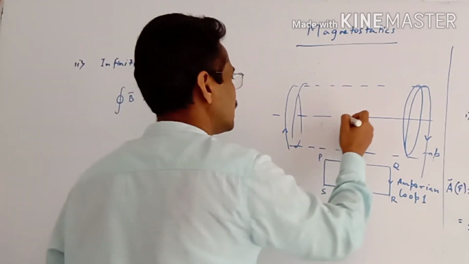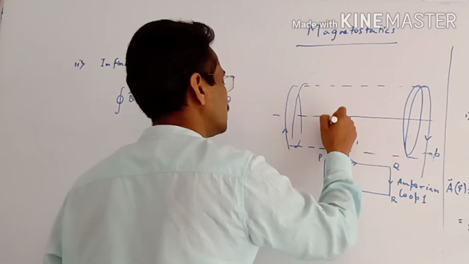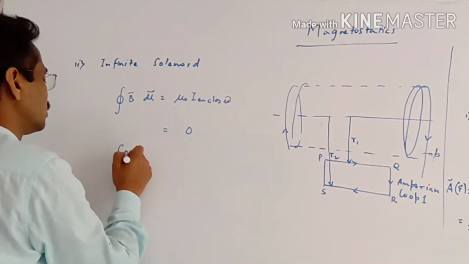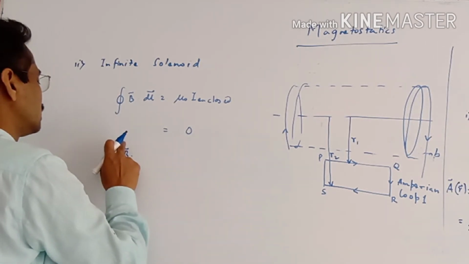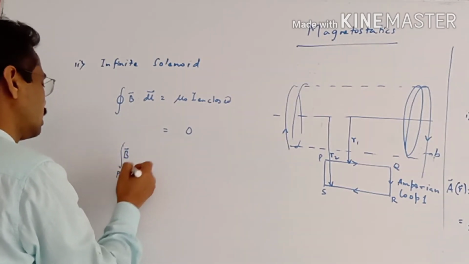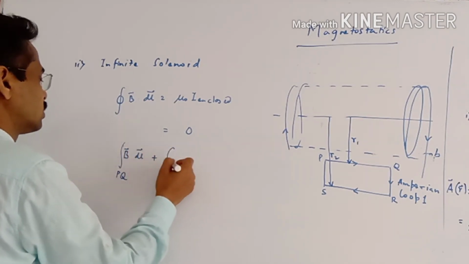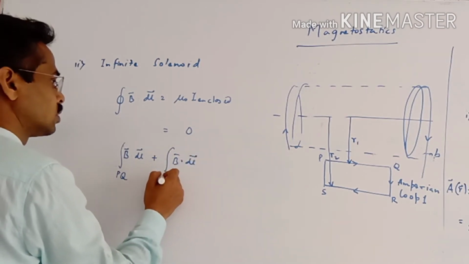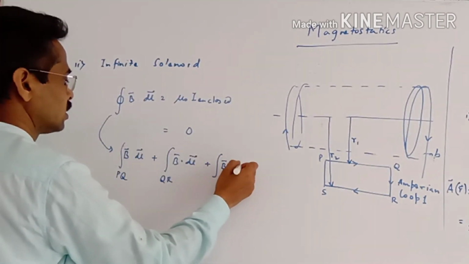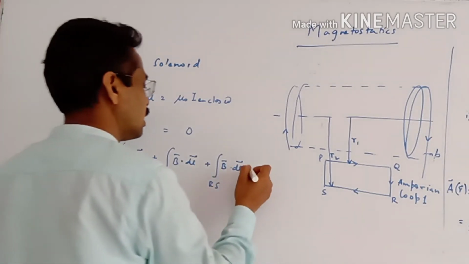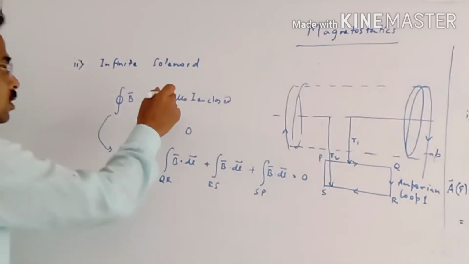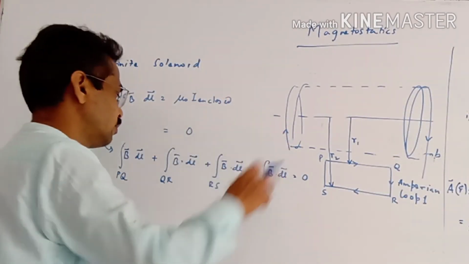If I say that this is at a distance r1 and this is at a distance r2 from the center of the loop, then we can write the left hand side as B dot dl along PQ, plus B dot dl along QR, plus B dot dl along RS, and B dot dl along SP. This should be equal to 0 because no current is enclosed by this Amperian loop.